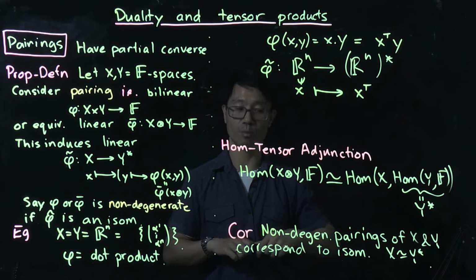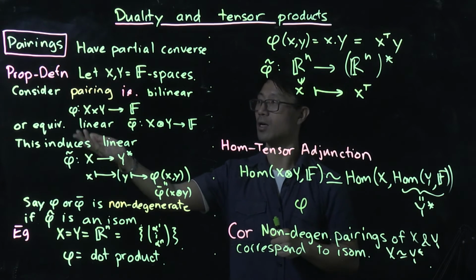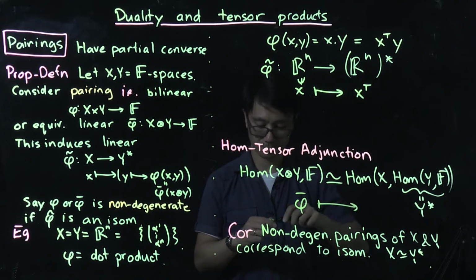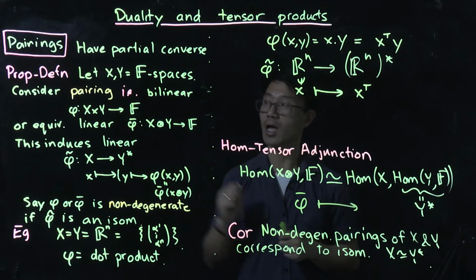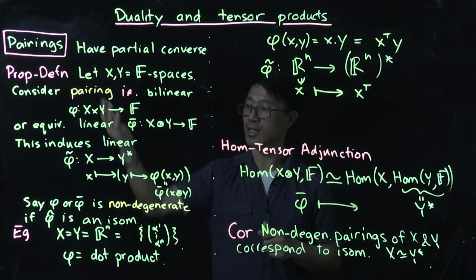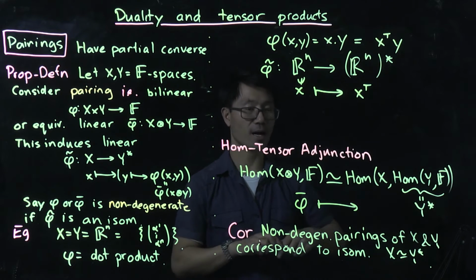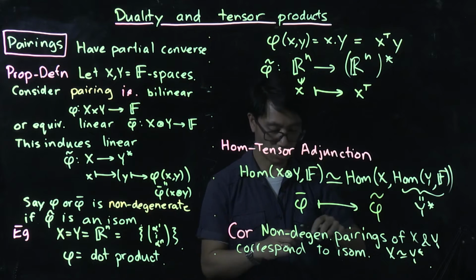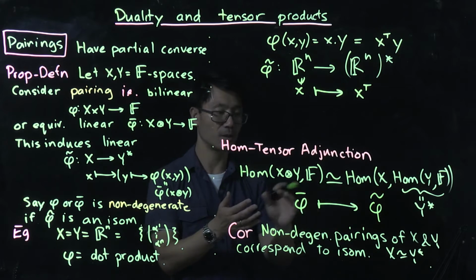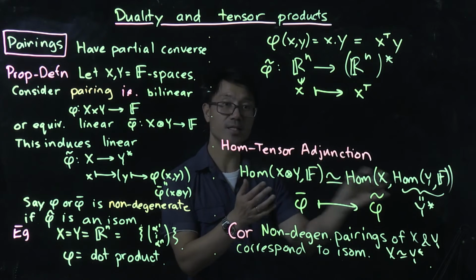So let's see what the isomorphism is at least. So let's suppose you have a phi bar here. You have this linear map from here to here, so there's an associated bilinear map phi from x cross y to f. And using this sort of idea here, you get a linear map from x to y star. So this phi tilde is the corresponding map here. And what you'll find is that you get this isomorphism.